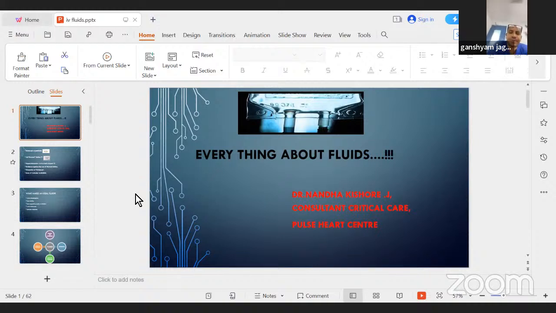Ghanshyam, you want to add something? Just a couple of points. As Dr. Nandakishore and Dr. Srinivas have said, there is absolutely no doubt about the fact that fluids cannot be taken lightly. At the same time, we cannot label that one fluid is better or one fluid is bad. I think there are a wide range of clinical situations where each fluid has a definitive role to play.